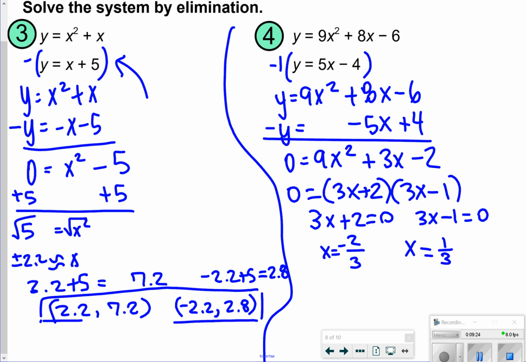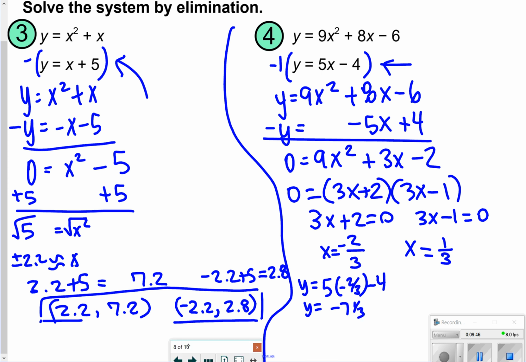Okay, when I plug those back in, I'm going to go back up here to just my 5x minus 4. So I'll have y is equal to 5 times -2/3 minus 4. That's going to be y is equal to -3 1/3 minus 4, or -7 1/3. So that would be -2/3, comma, -7 1/3.